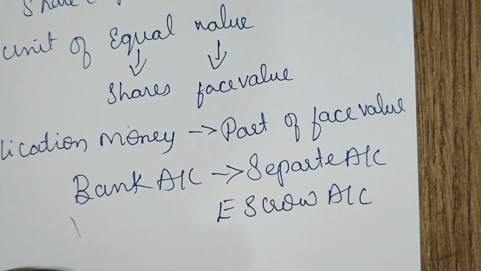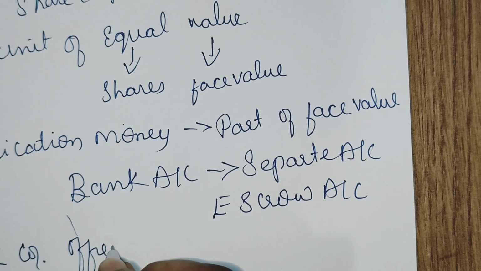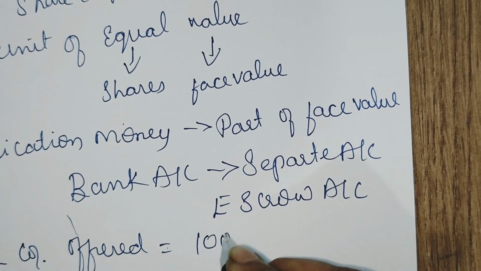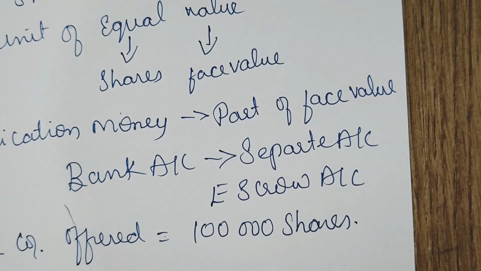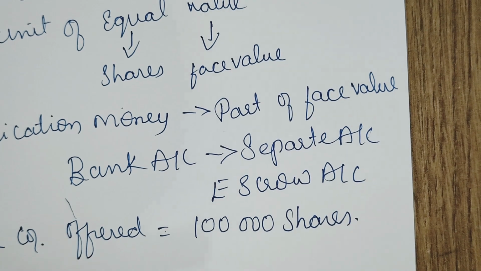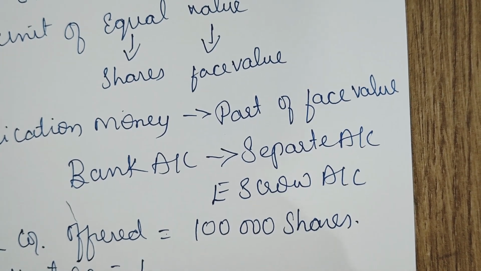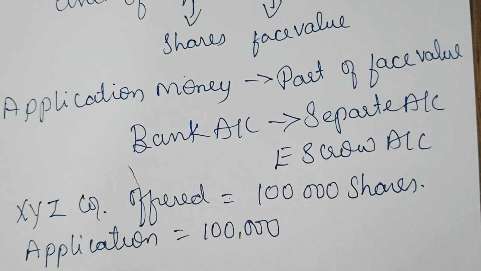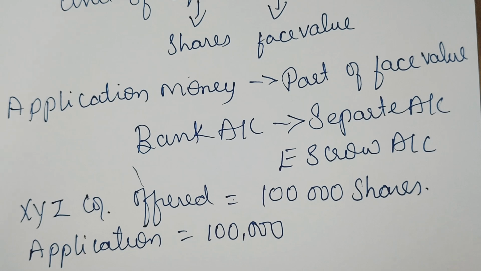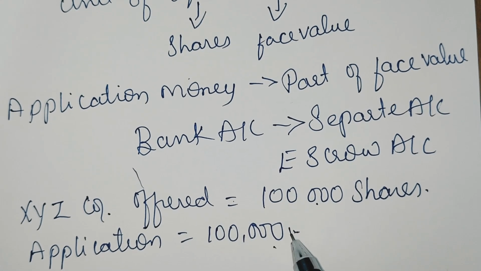Now, XYZ company offered 1 lakh shares. There are cases. First case, application money: they received 1 lakh applications. Then there is no problem. Because they issued 1 lakh shares, and for the same 1 lakh they received applications. Then there is no problem.